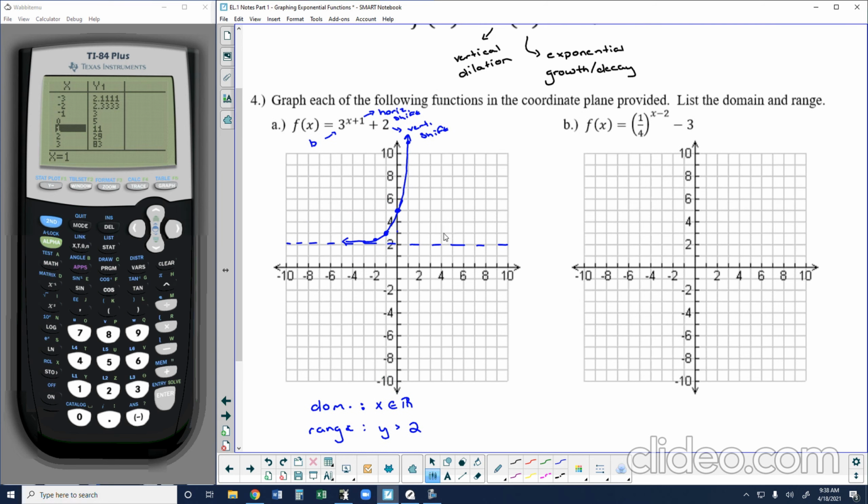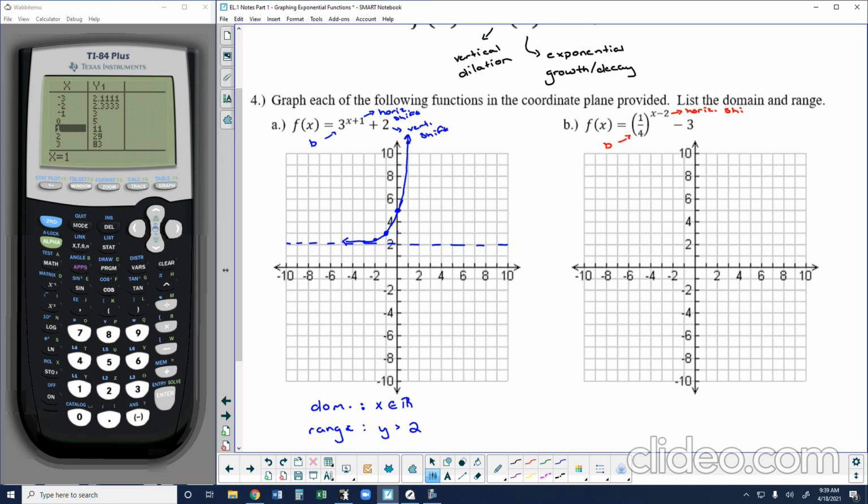So here we have a graph that we have approached in two different ways, through the transformations and through the calculator. If I take a look at problem B here, I have a base that is 1/4. And so this is an exponential decay. I have a horizontal shift.